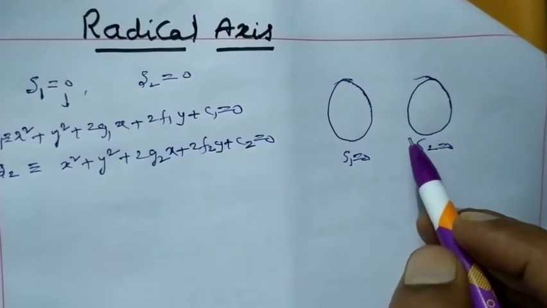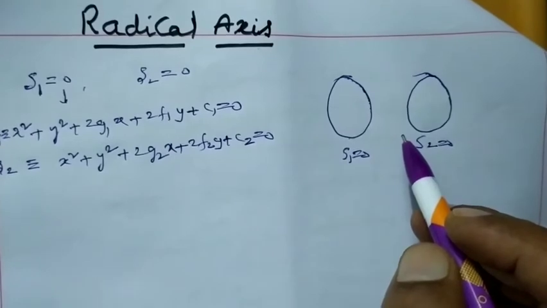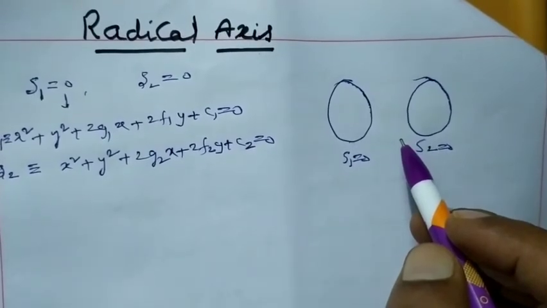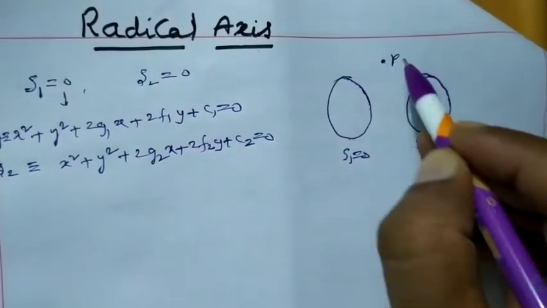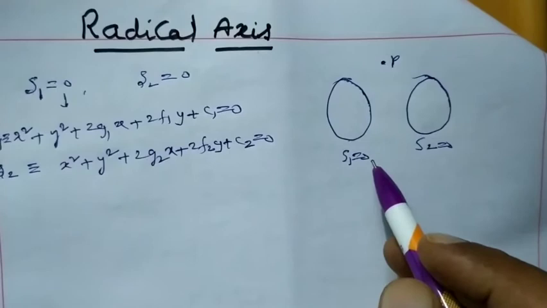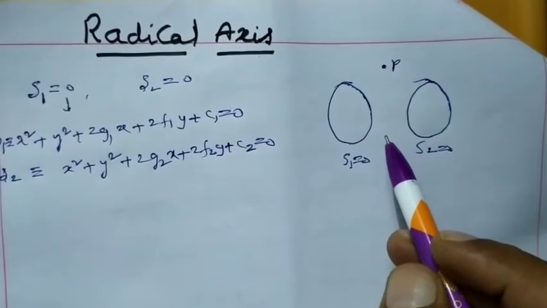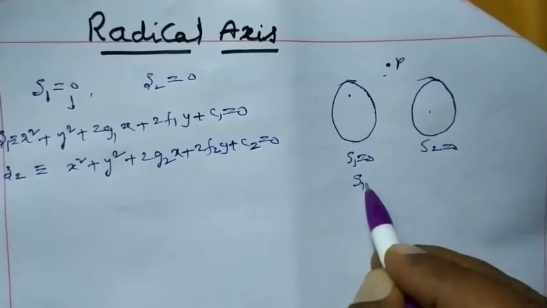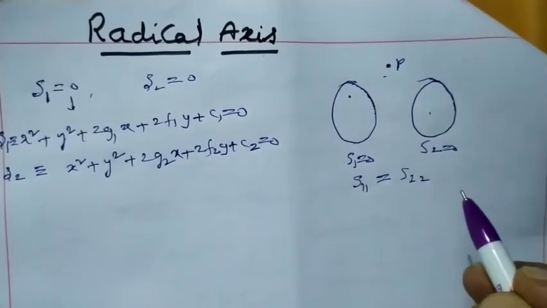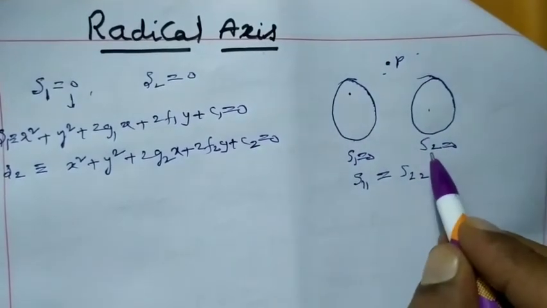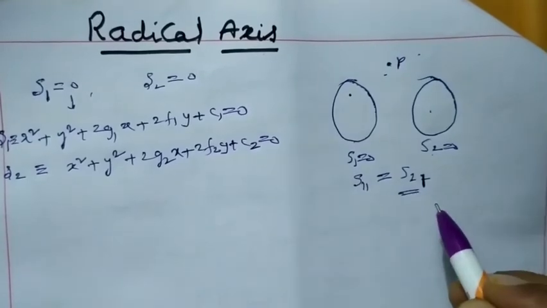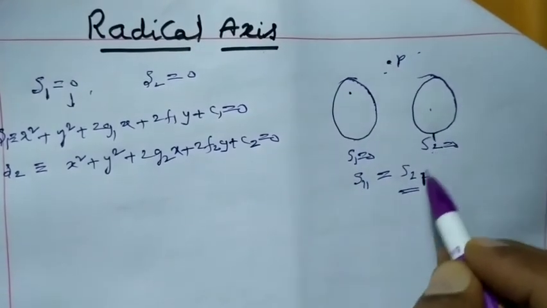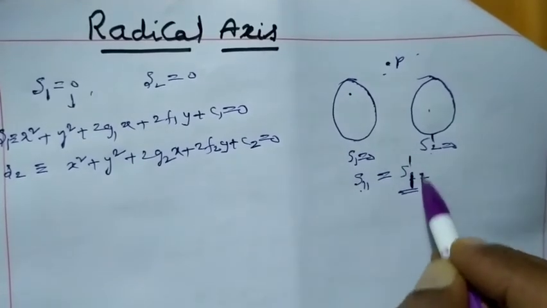Then the radical axis is the locus of a point from which the powers of the two circles are equal. The locus of a point P satisfies the condition that the power of P with respect to S1 is equal to the power of P with respect to S2. That is nothing but S11 is equal to S22. That means this point is to be substituted in S2, we get S21. Or directly, if it is the S1 circle and S dash is the other circle, then S11 is equal to S-11. We can also write in this manner.